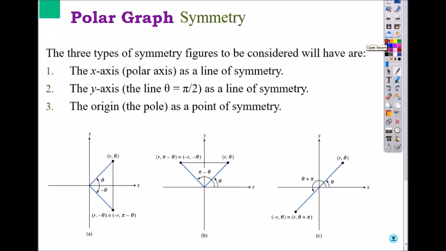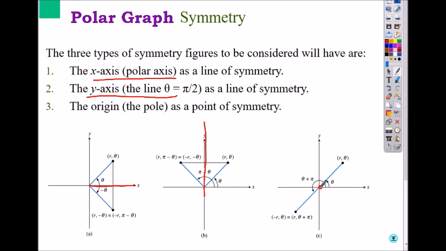There are three types of symmetric figure to consider in polar graphs. One is the x-axis, which we call the polar axis, this line right here, and the y-axis, which we call theta equals pi over 2, and the origin, which is the pole.